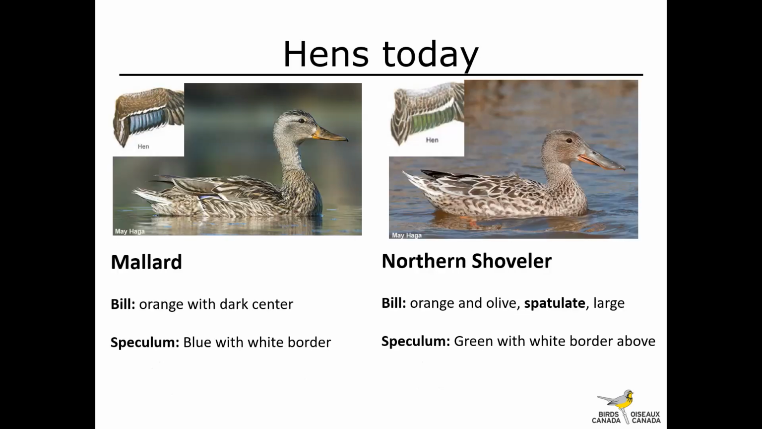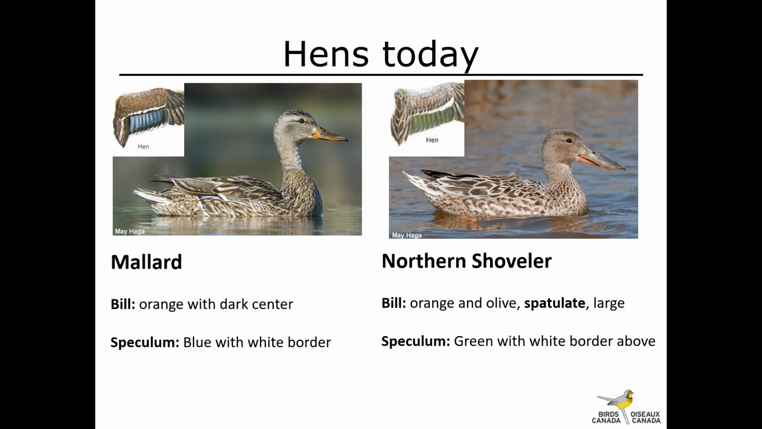And our two hens, our mallard and our northern shoveler, they do really superficially look very similar. They're both overall that kind of brown and mottled color. But if you take a look at their bills, bill's always a good place to start when you're looking at hens. The mallard, she's got a proportionate bill, nice and slender, orange with a dark center, whether that's little spots or a big saddle patch. And the northern shoveler, it's big, spatulate, it's orange, and it has a bit of an olivey tinge to the upper parts of it. If you do happen to see their speculum, that little wing patch sticking out, the mallard's going to have blue with a white border, and it's going to be green with a white top border in the northern shoveler.